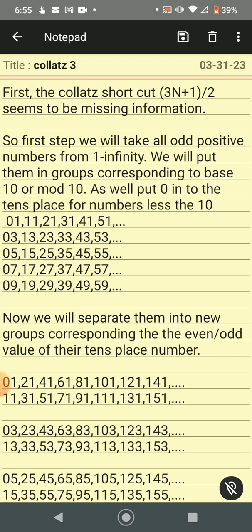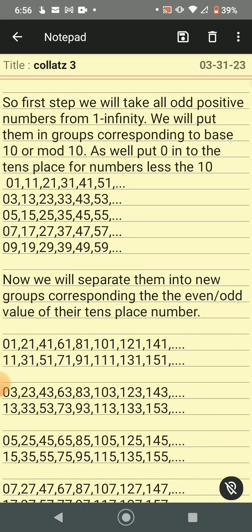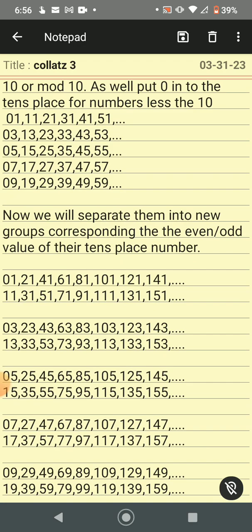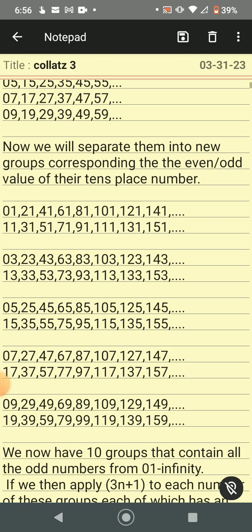So first up, we'll take all odd positive numbers from 1 to infinity. We'll put them in groups corresponding to base 10, or mod 10, as well as put 0 in the tens place for numbers less than 10. And there's that group. Now we will separate them into new groups corresponding to the even or odd value of their tens place number: 01, 21, 41, 61.